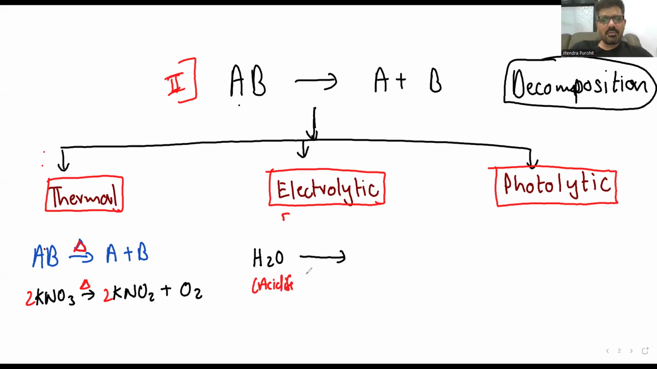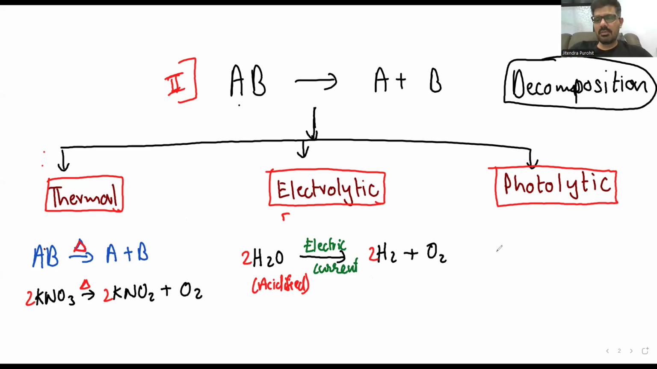Now in this acidified water, I'm going to pass electric current. And therefore, beta, what will happen here? It will dissociate into hydrogen and oxygen. Clear? So this is electrolytic decomposition, by electric current.